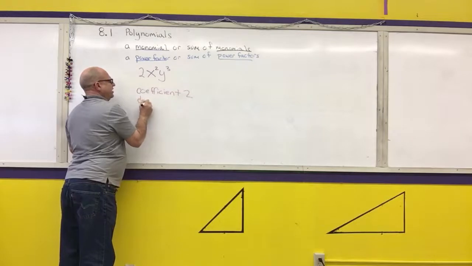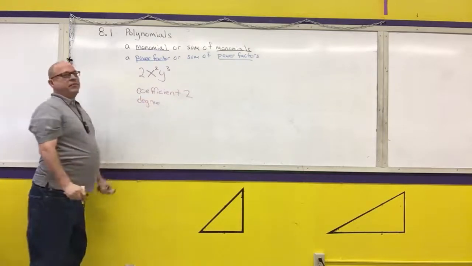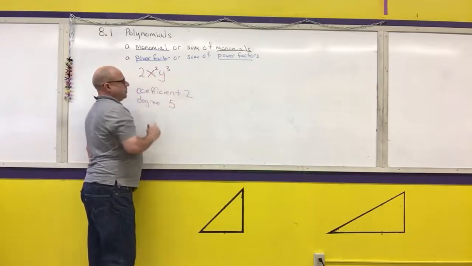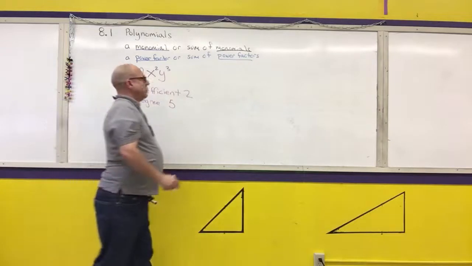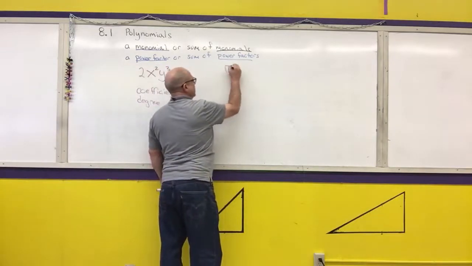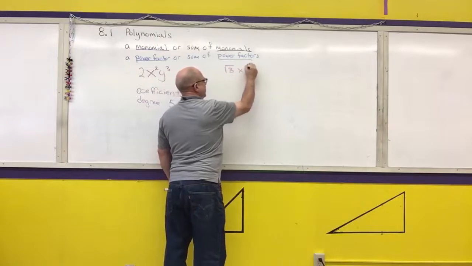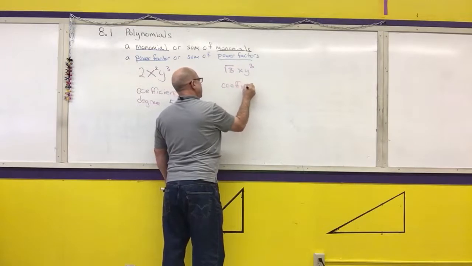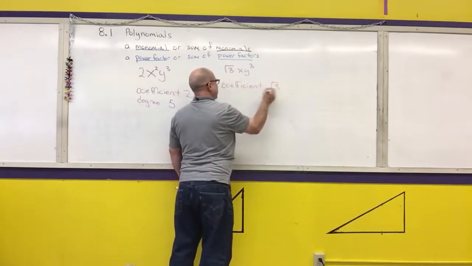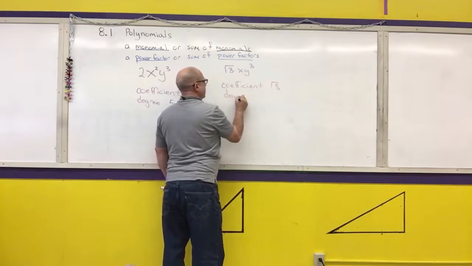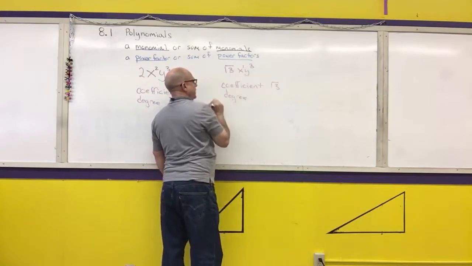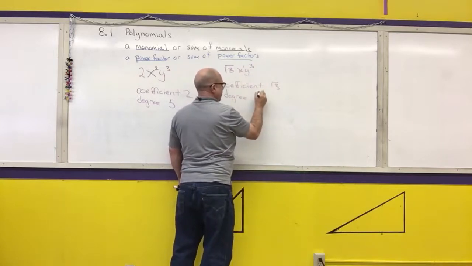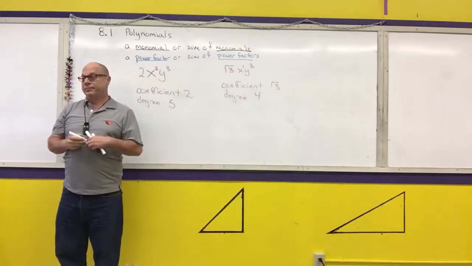But the degree is the sum of the powers of every variable. So the degree in this case would be 2 plus 3, which is 5. Another example: square root of 3 x y cubed. The coefficient is the square root of 3. And the degree, in this case, well, x is to the first power times y cubed. So that would be third power plus first power is fourth, so it would be of the fourth degree.